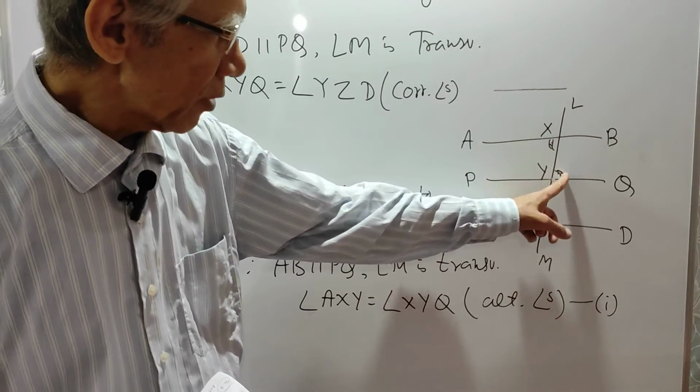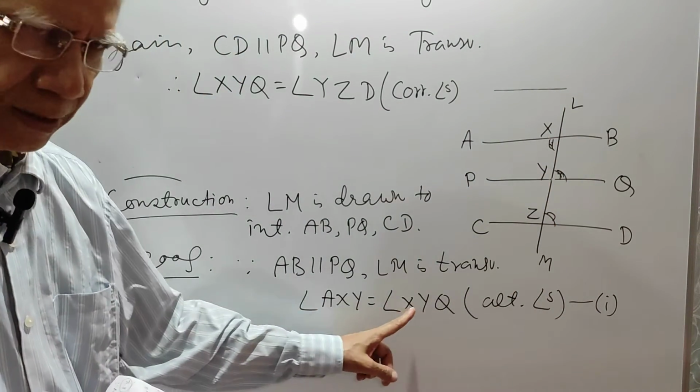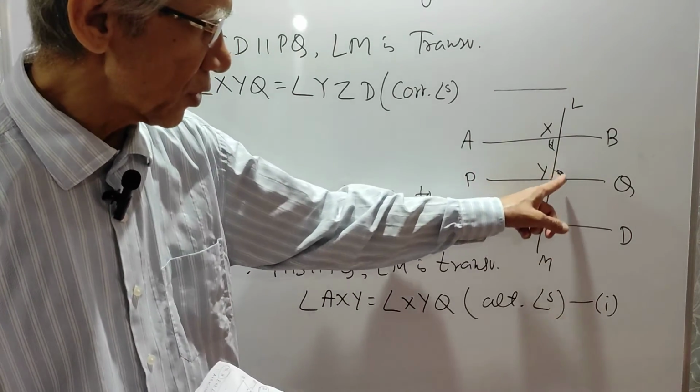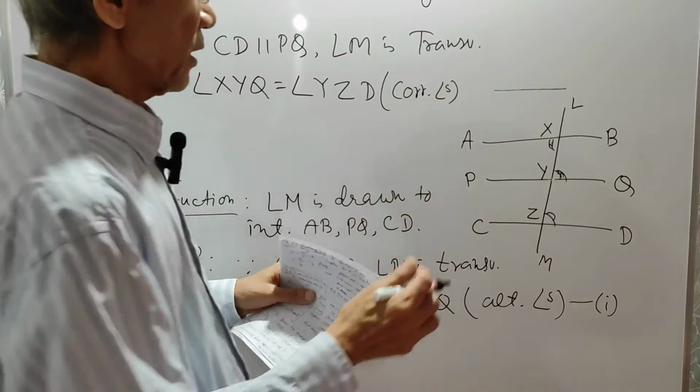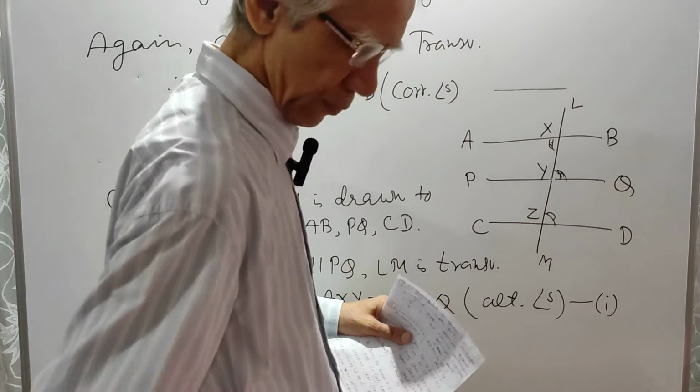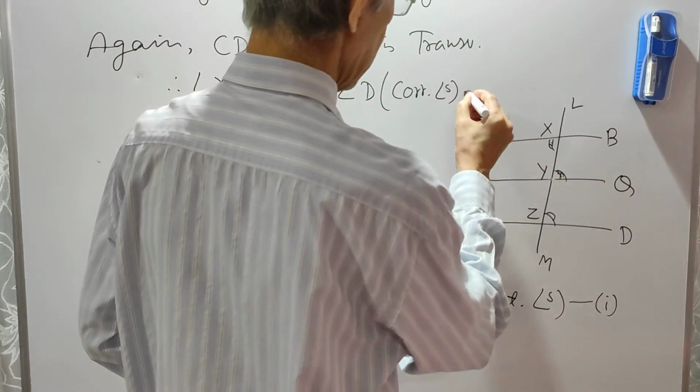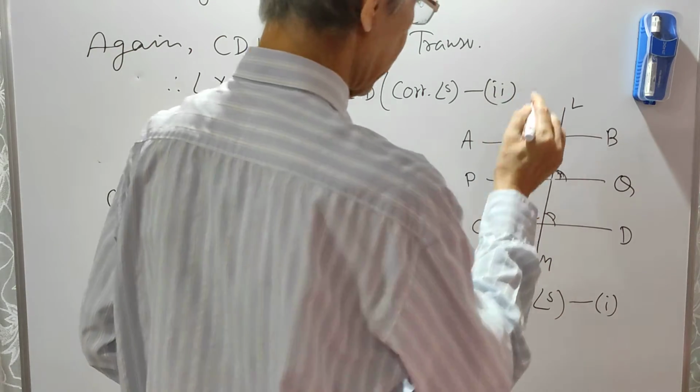So this is equal to this alternate angle. Alright. Now these two are parallel, this is transversal, therefore this is equal to this corresponding angle. Okay. Suppose we call it equation 2.